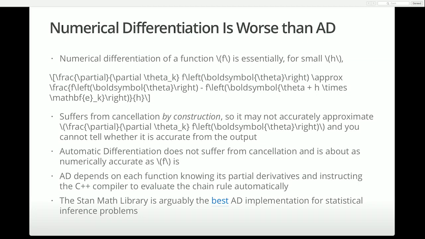And moreover, you don't know whether the approximation to that derivative is good or not, just from the output. Automatic differentiation doesn't suffer from cancellation. It's about as accurate as your function is in the first place.